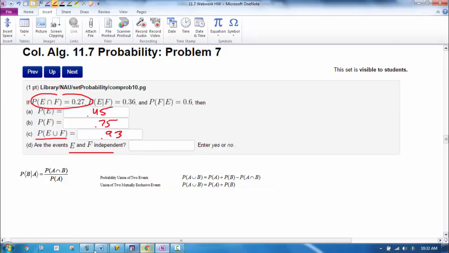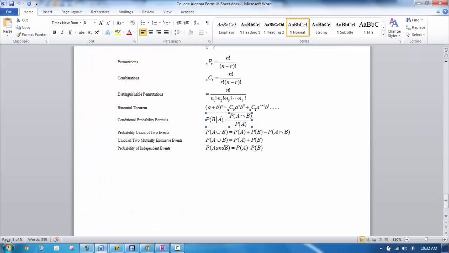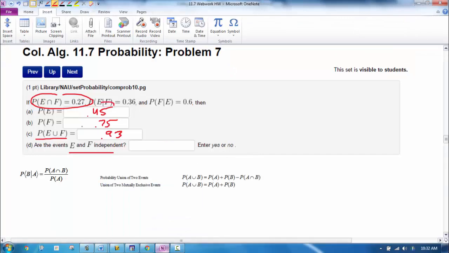And the last question, are they independent? Well, once again, on the formula sheet, events are independent if you multiply them together and you get the probability of both of them together, the intersection. So that would be 0.45 times 0.75 would have to equal the probability for both, which is 0.27, and that's not true, so they're not independent.